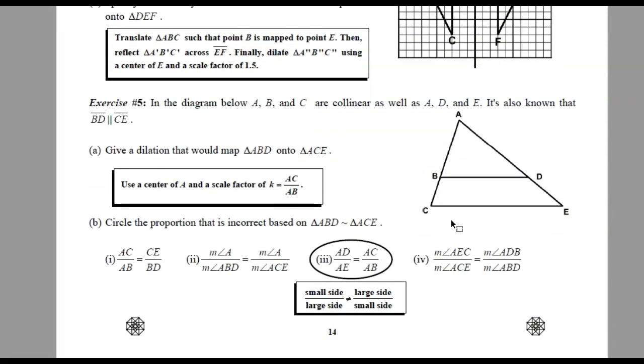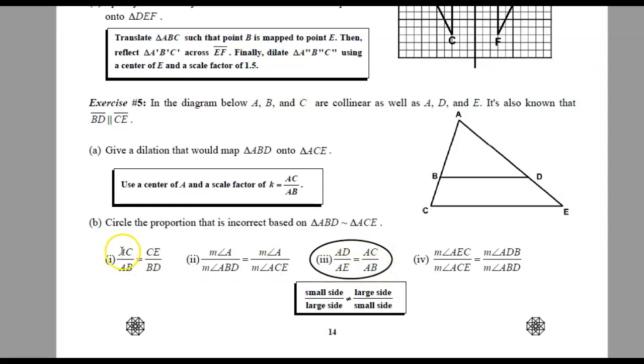So that'll give us our mapping, our scale factor. And to circle the proportion that's incorrect, we have AD over AE and AC over AB. The problem with this one, and we'll go back to the others as well, is AD comes from the small triangle and AE comes from the large one. But in the second fraction, AE comes from the large and AB comes from the small. You need to be consistent when writing your proportion.